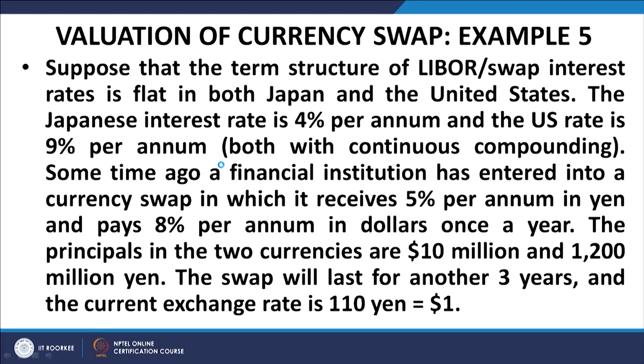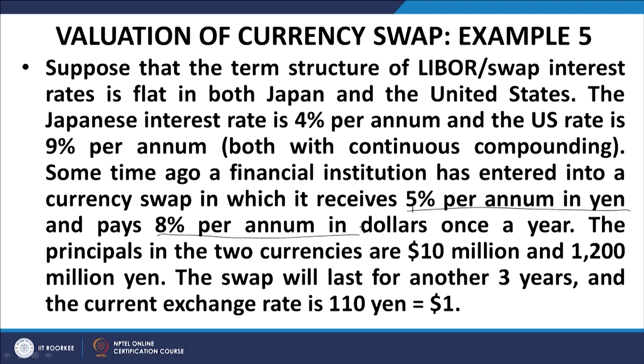Let us take up this example. Suppose the term structure of LIBOR to swap interest rates is flat in both Japan and the United States. The Japanese interest rate is 4% and the US interest rate is 9% per annum with continuous compounding. Some time ago, a financial institution had entered into this particular swap in which it receives 5% per annum in yen and pays 8% per annum in dollars. This is the swap content.